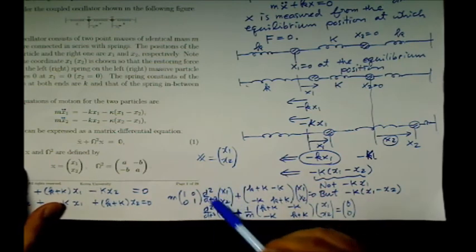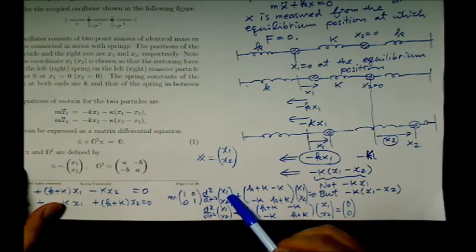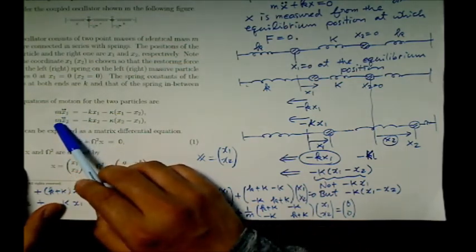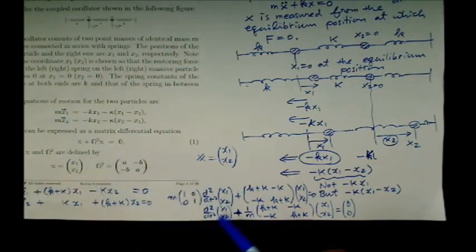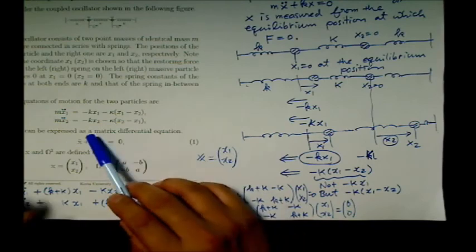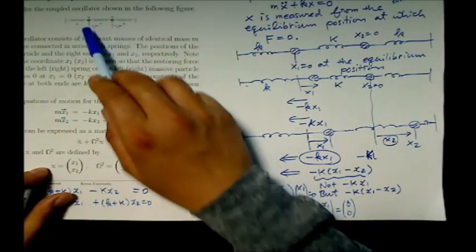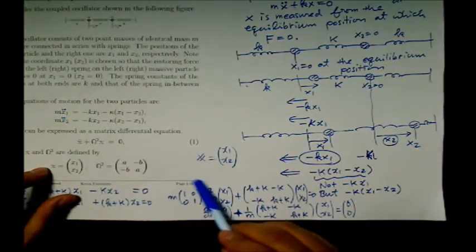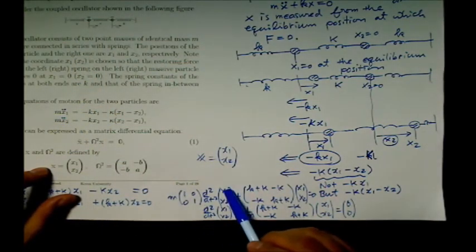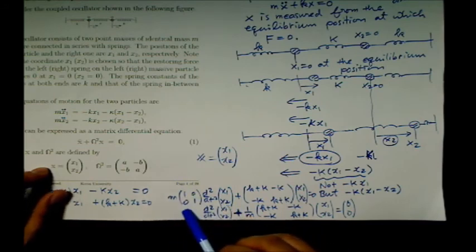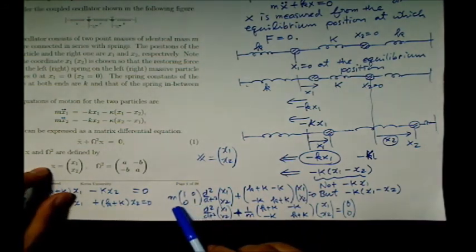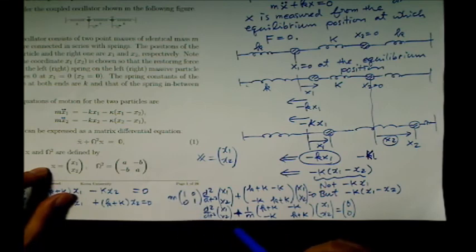This is second order derivative, and we have mass, but mass is applied to the first and second particle because they are identical particles. So we have the same mass for x1 and x2. So the mass matrix of this system is just m times identity matrix.